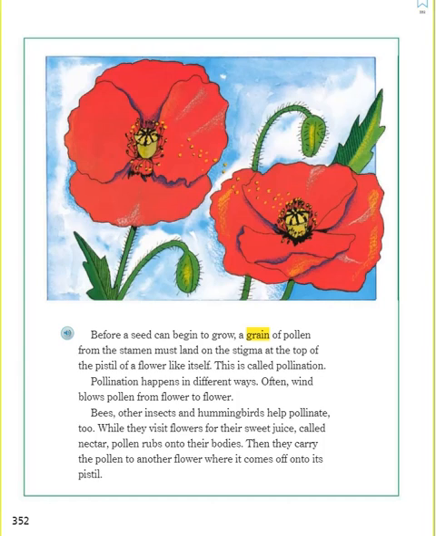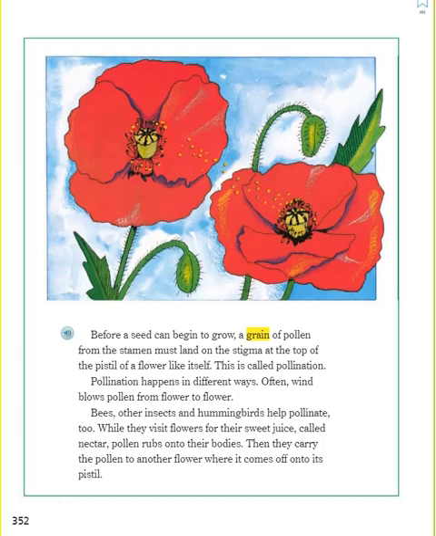Before a seed can begin to grow, a grain of pollen from the stamen must land on the stigma at the top of the pistil of a flower, like itself. This is called pollination. Pollination happens in different ways.